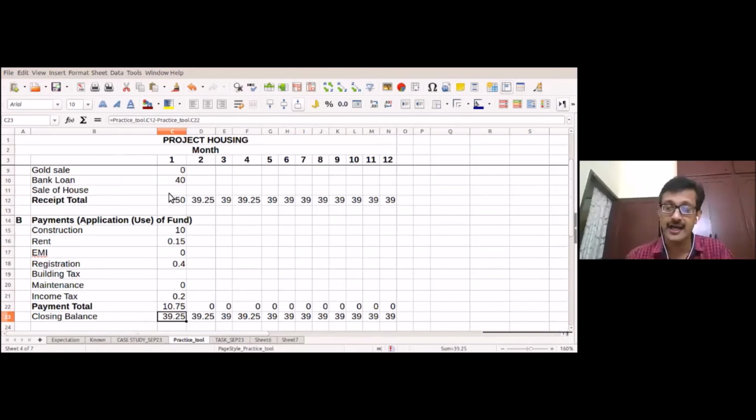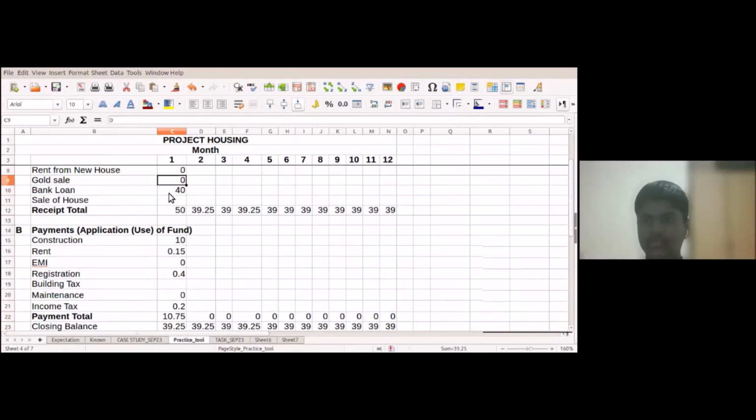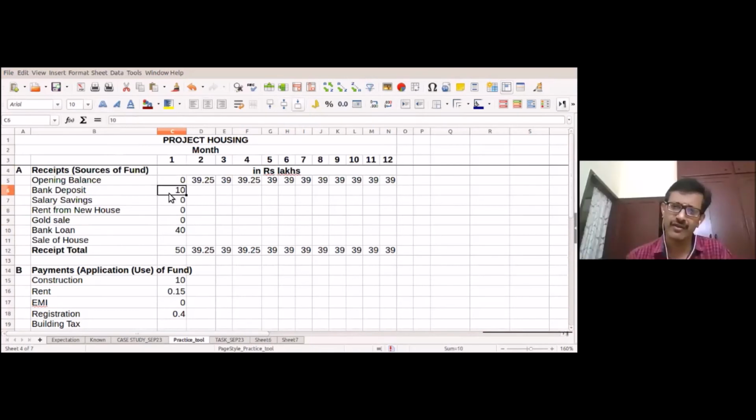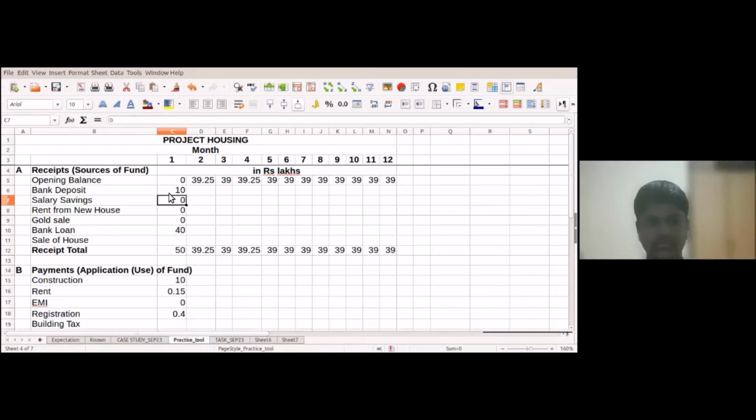I think we need to have some salary savings to pay the rent. 0.15. Again, if you want, you can put salary savings. Shall I put salary savings? If you want to bring salary savings into the project, yes, sir. How much do you want? So 0.15 for the rent.